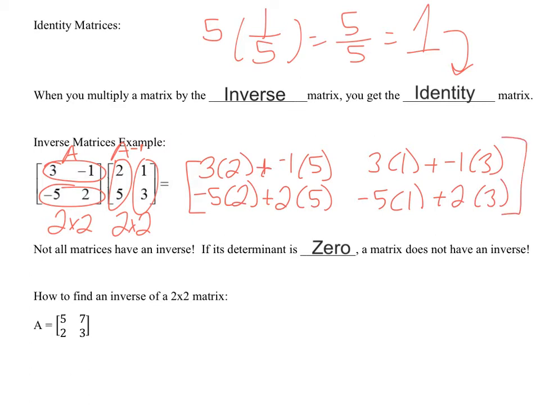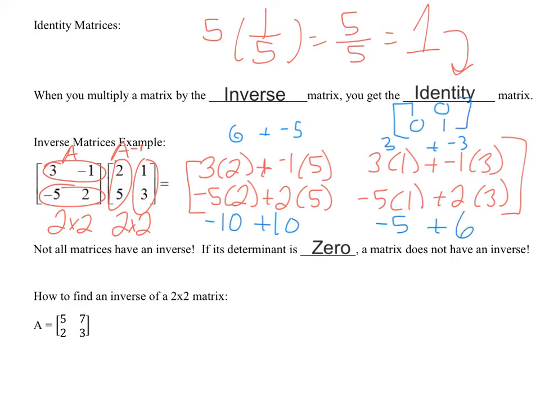So when we go through and do a little bit of arithmetic here, we get 6 plus a -5, which gives us 1. We get 3 plus a -3, which gives us 0. -10 plus 10 also gives us 0. And -5 plus 6, which gives us 1. So this is the identity matrix.